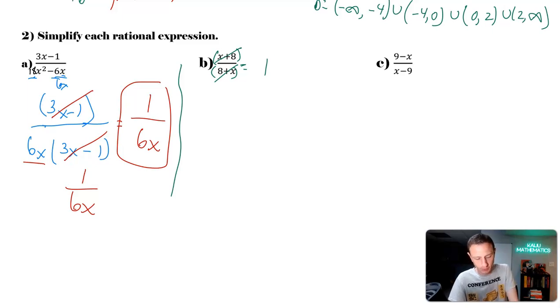So that answer is just 1. 8 plus x and x plus 8 simplify to 1. And then letter C, 9 minus x over x minus 9. So what can we do here? 9 minus x over x minus 9.